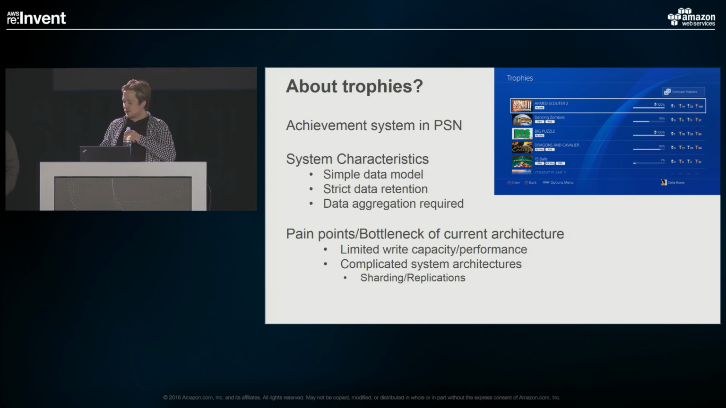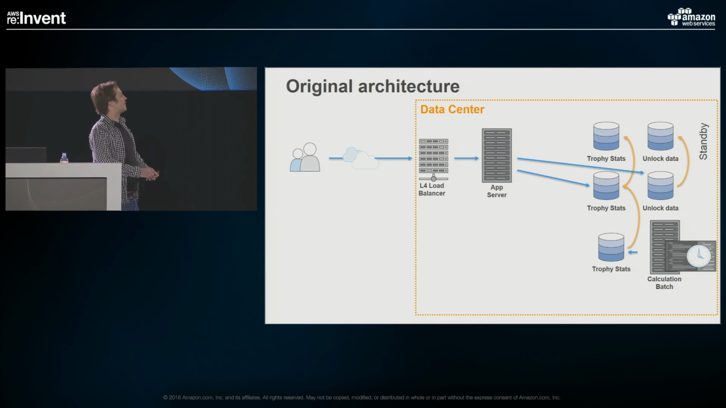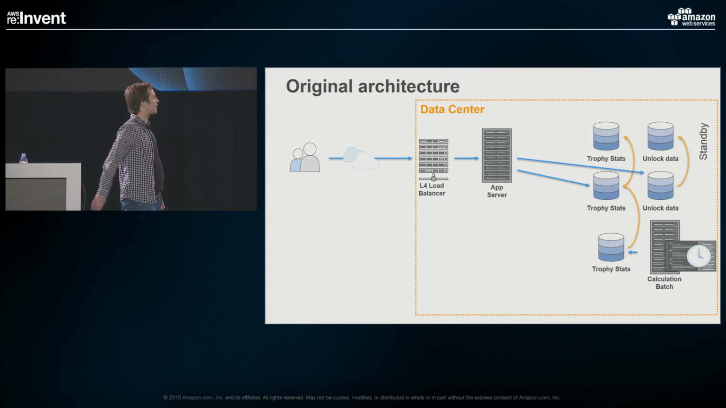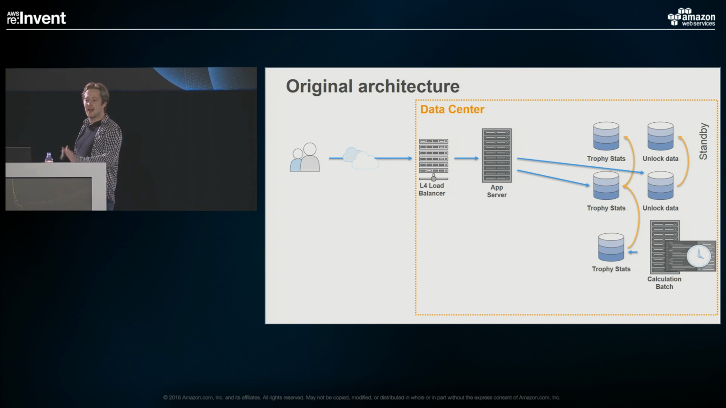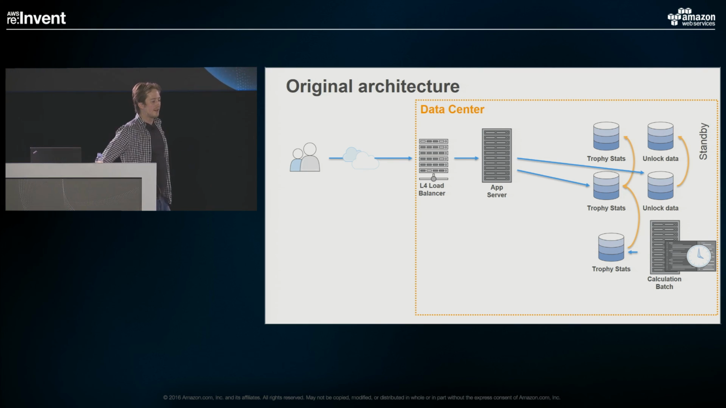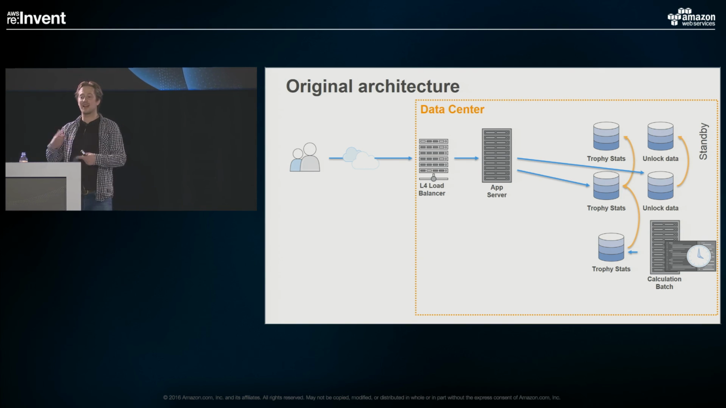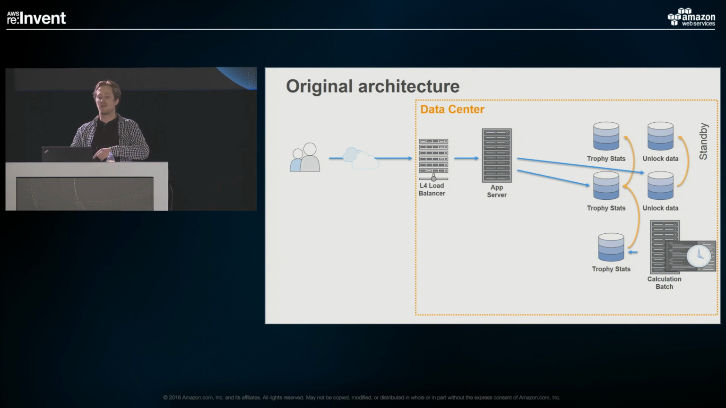So again, I'm going to go over the original architecture, which is a traditional data center. It looks very similar to Friends List. It has an app server behind an L4 load balancer, database master-slave replication for trophies, and then the unlocked data. We were running a cron job every so many minutes to do the calculation in the background, and it would actually flip some tables and really fancy stuff like that.